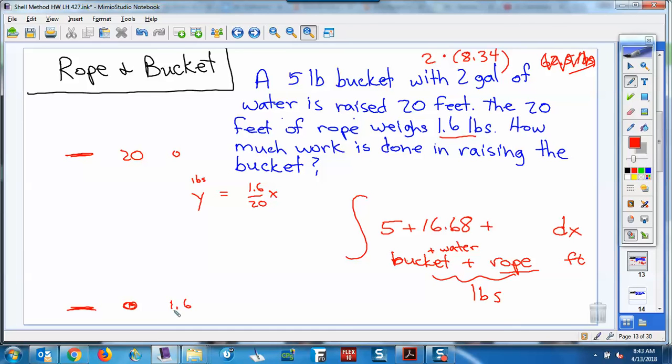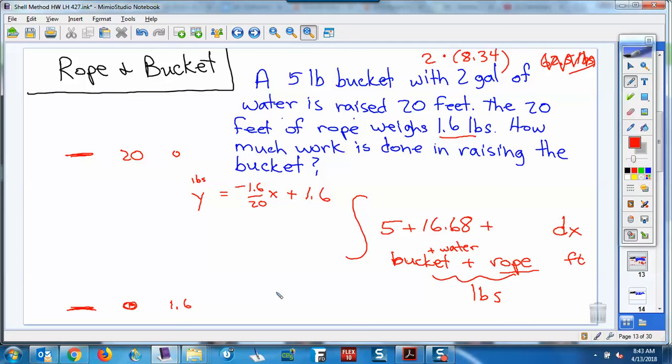Right, it's going to be, because when x is 0, when you haven't lifted at all, you want to get an answer of 1.6. So when x is 0, this would give us 1.6. When x is 20, we want to get 0. So what am I missing? Negative on that. Okay? So one option is to just build that equation.